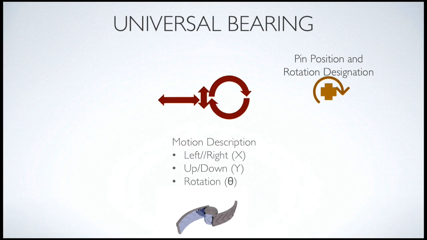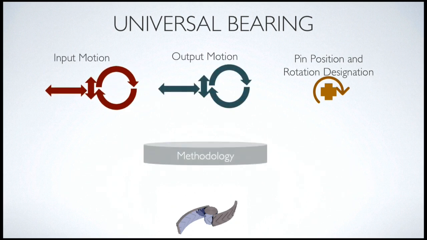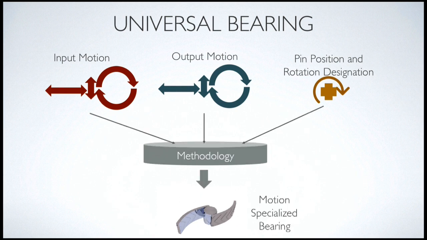Okay, so we take a description of motion. I need two of them because there's two components, and the bearing sits between them. And then we have a methodology, and that methodology creates a motion-specialized bearing. And that bearing supports the motion that was decided above. Okay, let's walk through a bunch of interesting devices.